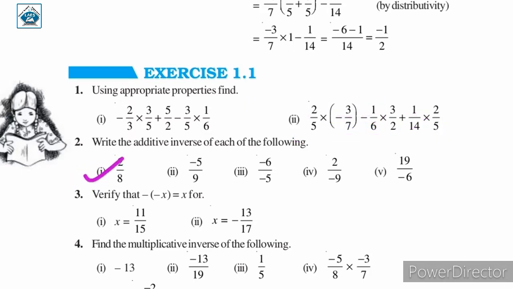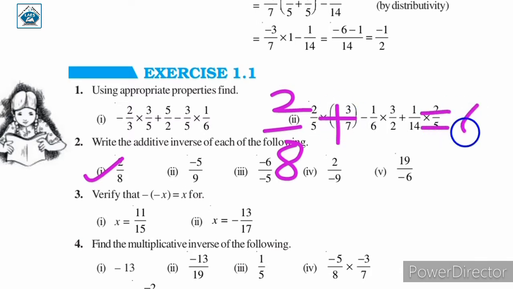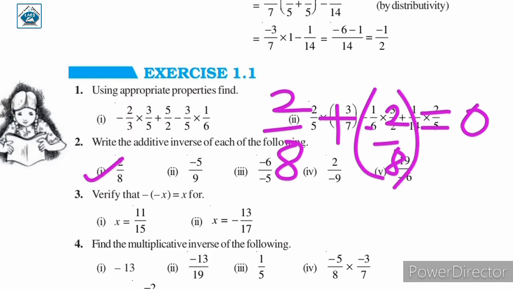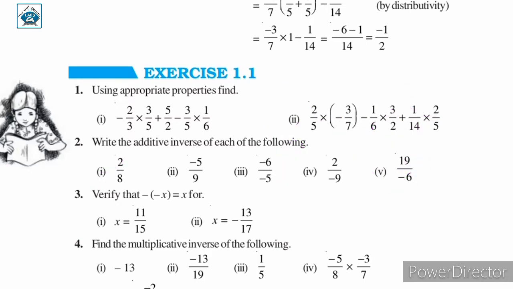Similarly, for the number 2 by 8, to what number should we add 2 by 8 in order to get the answer equal to 0? Then that will obviously be negative of 2 by 8. So it is very simple now. कोई भी number का additive inverse find करना है तो we will just have to add a negative sign to that number. But what if the number already has a negative sign? We know that minus into minus, that will make plus.